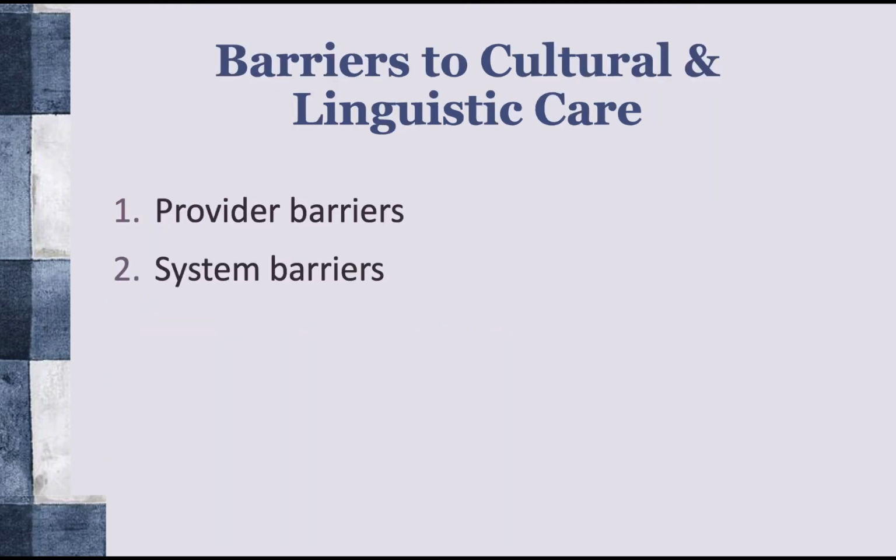Barriers to cultural and linguistic care. There are 2, provider barriers and system barriers. Provider barriers are those that anyone on the healthcare team can create, including lack of information about an individual's cultural customs or traditions. System barriers are those that exist in an agency because an agency's structure and policies are not designed to support cultural diversity. For example, a barrier can be the way that we offer visiting hours to patients and family, and if family members are allowed to stay with their loved ones.